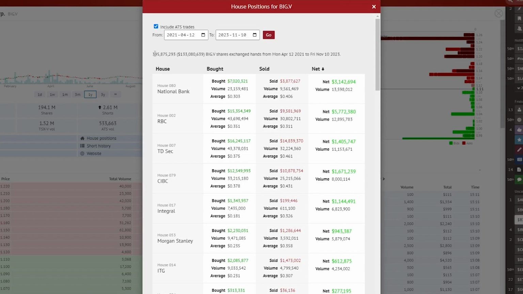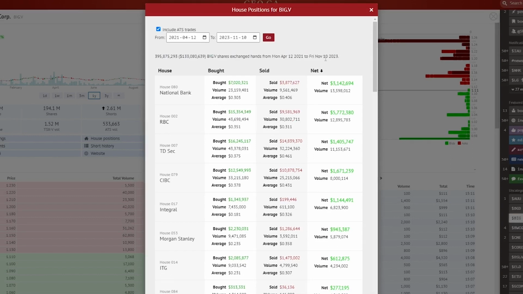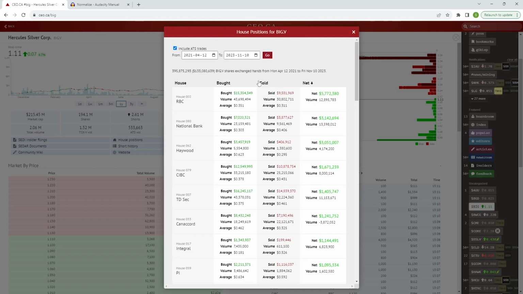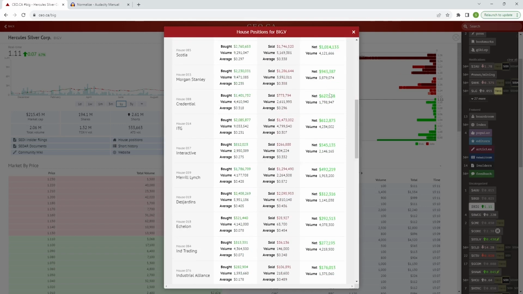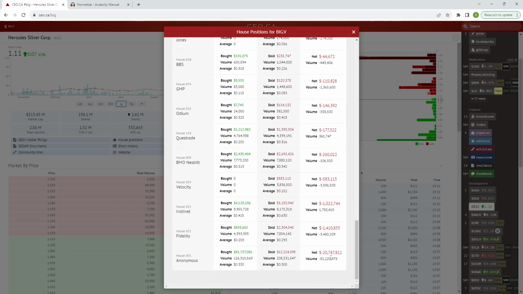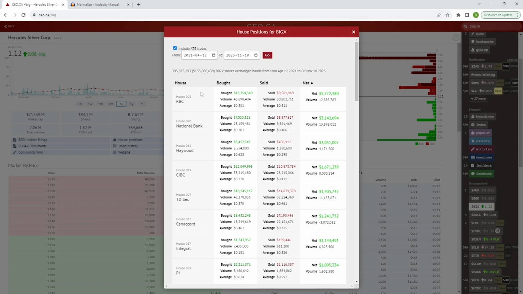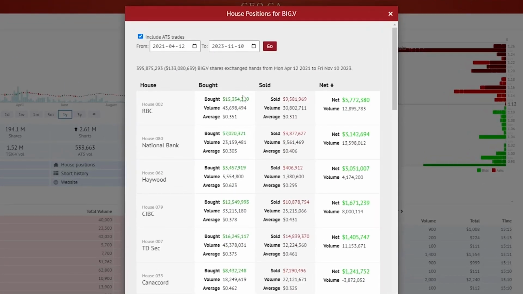At the top, we can see how many shares were traded, what value was traded, and the time period, confirming the time period for us. Now, this information is automatically displayed by the biggest buyers at the top and the biggest sellers at the bottom. So for this, you can see the house that bought the most of these shares is RBC. Now, they bought $15 million. They've sold $9.5 million for a total of $5.7 million, right?